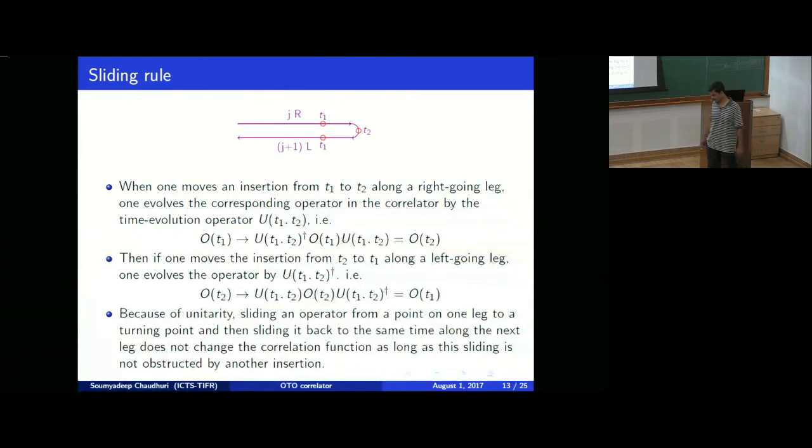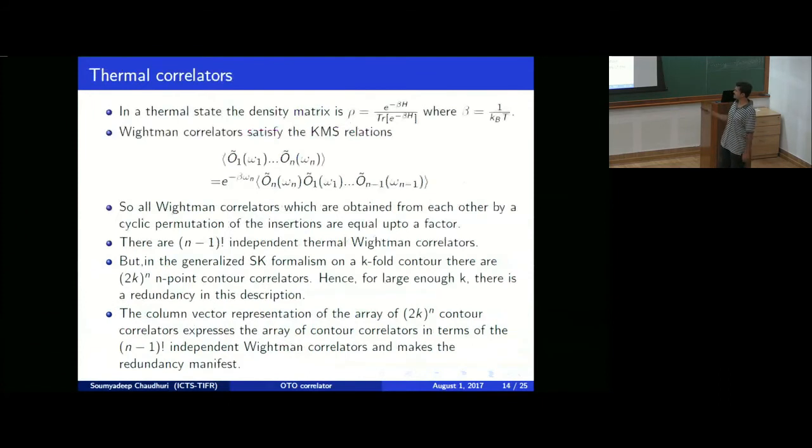For closed systems, your theory is automatically unitary, but if you are working with open quantum systems, generically they are not unitary, and hence these sliding rules are not applicable for them. I'll not go through the rest, because Amin, I think, has talked about these things. The KMS relations relate the Wightman correlators which are obtained by cyclic permutation, and hence there are (n-1)! independent thermal Wightman correlators.